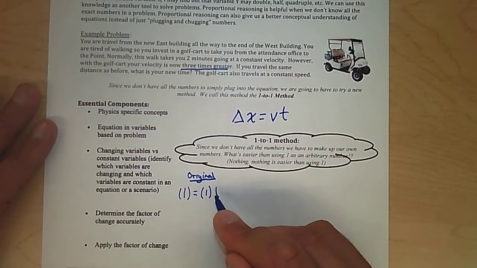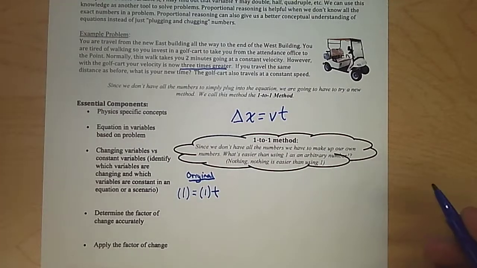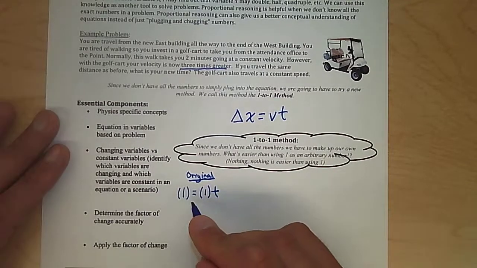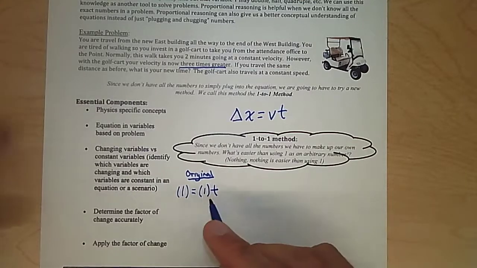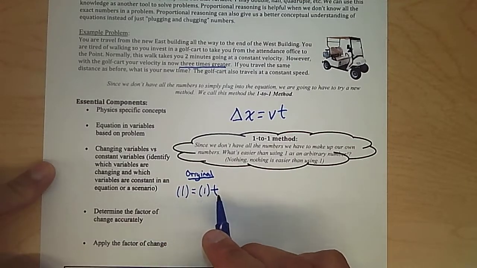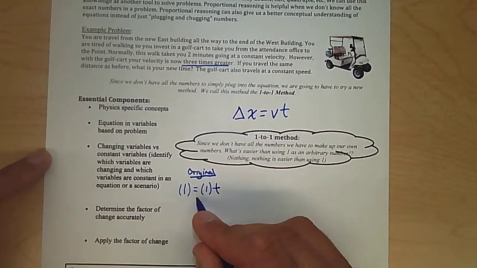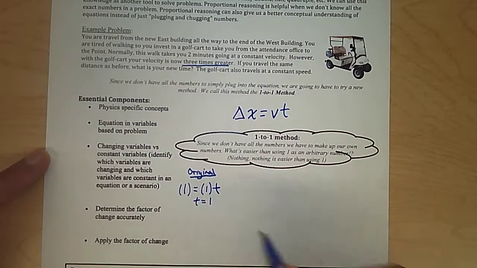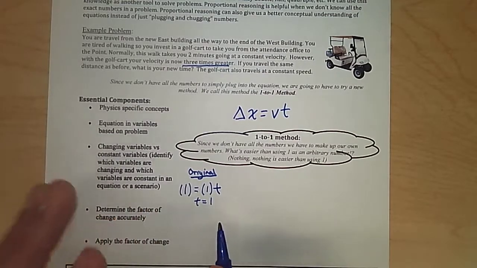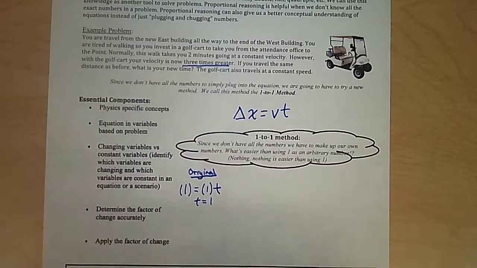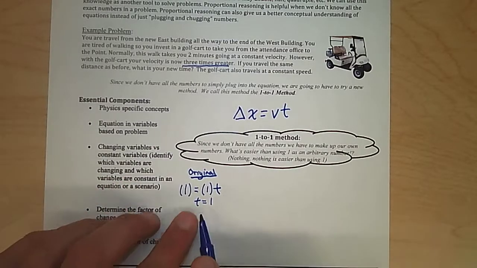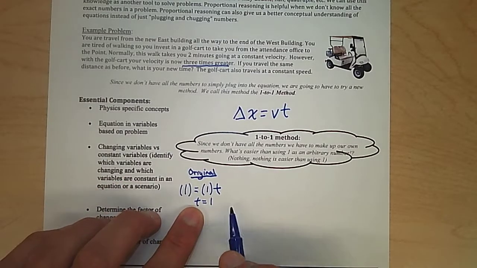Now, the time is what we're looking for. We're curious how time changes, so I'm going to leave that there. And if I were to solve this equation, what 1 times what would give me 1? Just 1. So my original time in this case is 1. Now, obviously, this is not the actual time. There's no units on it, but it's going to be our reference, our point to go back to.